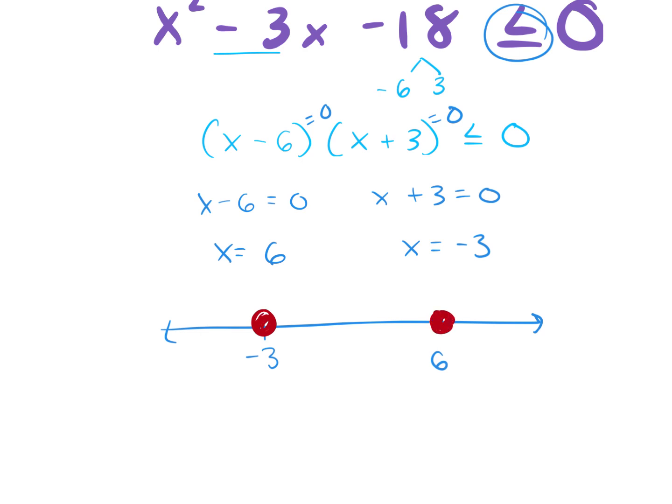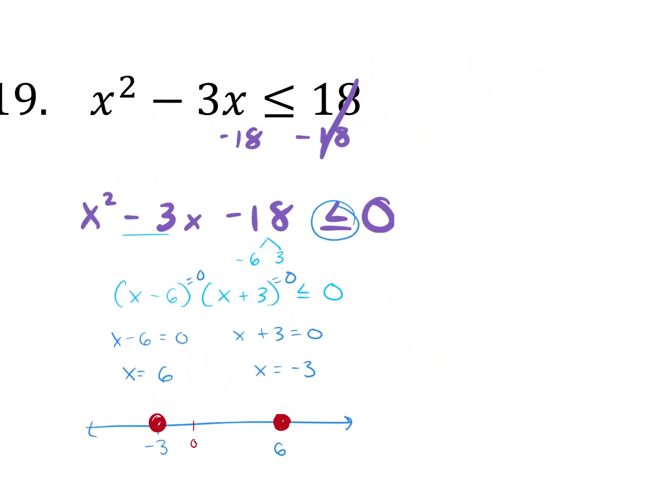Next, we want to figure out if we're going to highlight in between these two values or outside. So let's test a number in between. What's a number in between negative 3 and 6? 0. Awesome. We like picking 0 to plug in. It just makes it easier. So let's plug it into the original.